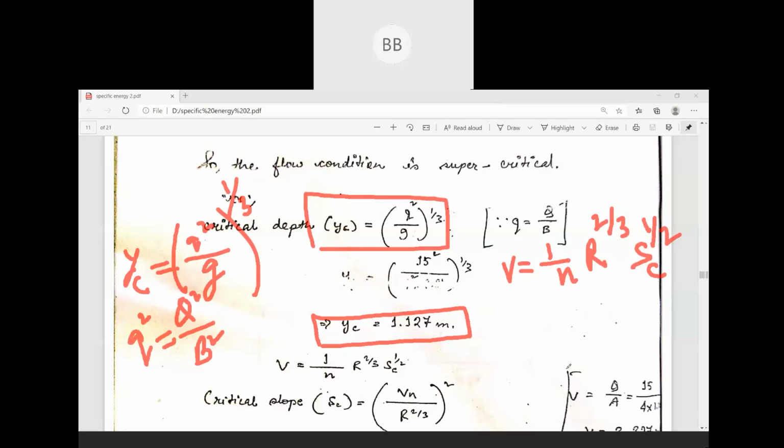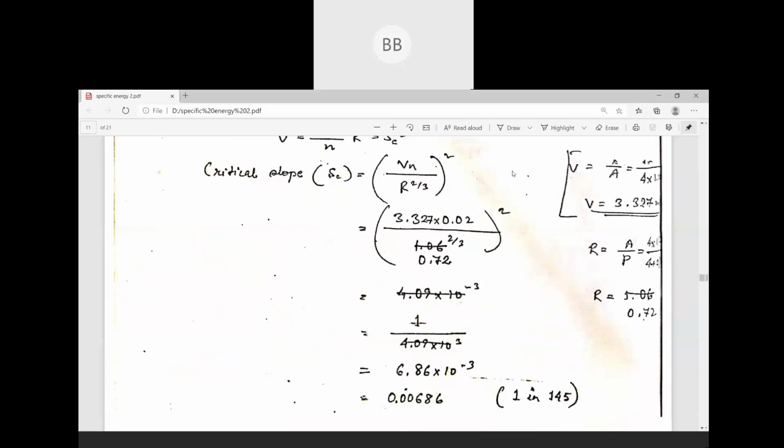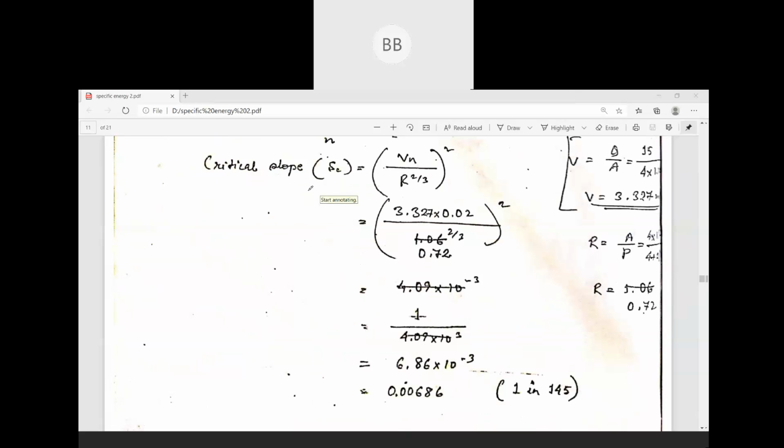Here the n value is already given, and the slope we need to determine. In place of velocity we can write q by a: 1 by n, r to the power 2 by 3 and sc to the power half. So we need to find out the critical slope. If you simplify, you will get this expression.